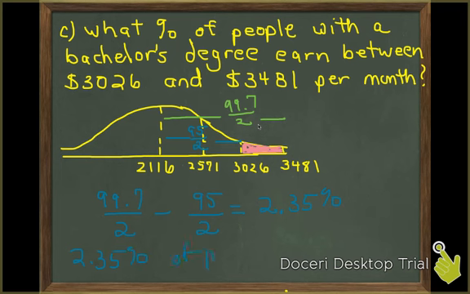of the people earn between $3,026 and $3,481.